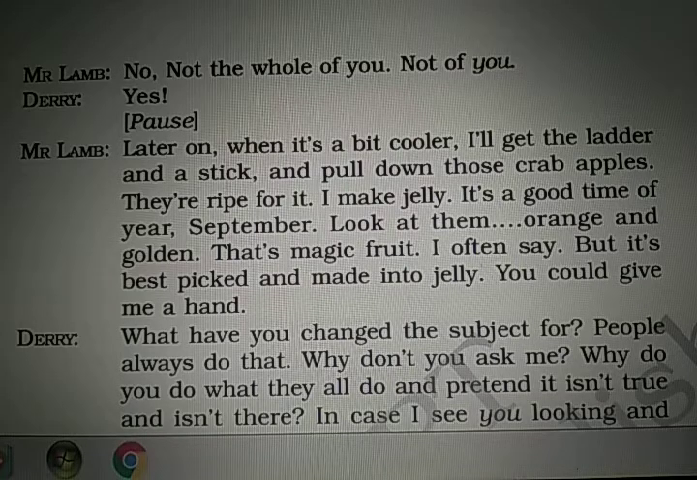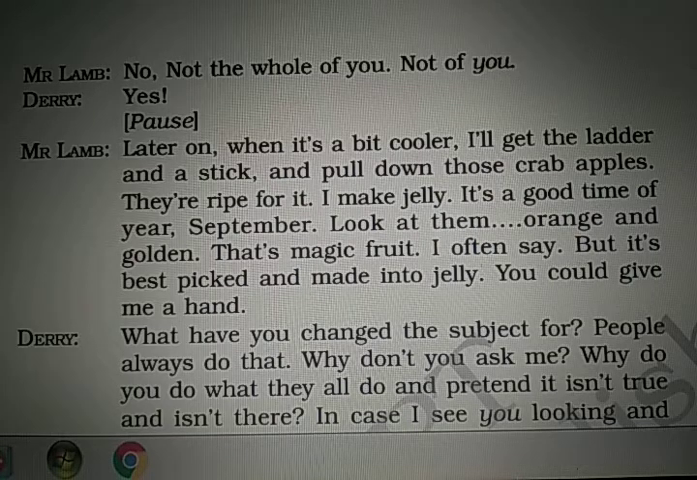So he says, later on when it is a bit cooler, I will get the ladder and stick and pull down those crab apples. They are ripe for it. I make jelly. It is a good time of the year, September. Look at them, orange and golden. That is magic fruit, I often say. But it is best picked and made into jelly. You could give me a hand.